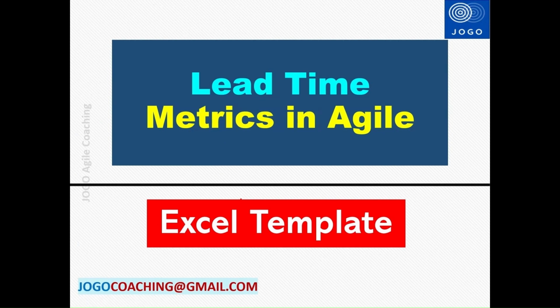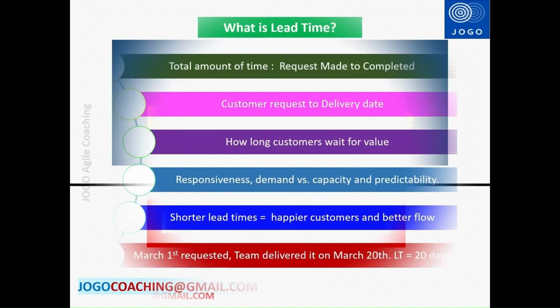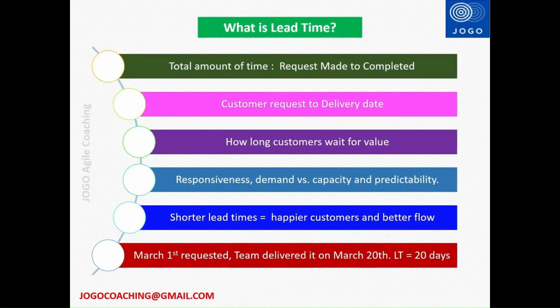In this video, we are going to discuss lead time metrics used in Agile. First, let's understand what lead time is. Lead time is the total time taken from the moment a request is made until the moment the request is completed. The request can be user stories from the customers, or epics, or features.